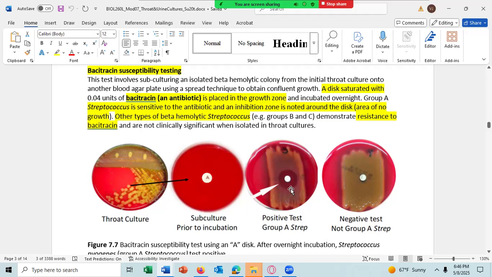And if the bacteria are sensitive to bacitracin, then it is a bacitracin positive test, and it's Streptococcus pyogenes. If, on the other hand, the bacteria is not sensitive to bacitracin, it is negative for the bacitracin test, and it is not Streptococcus pyogenes.